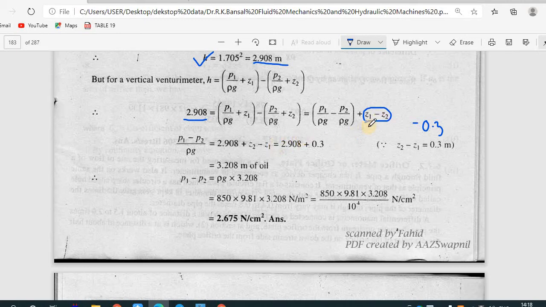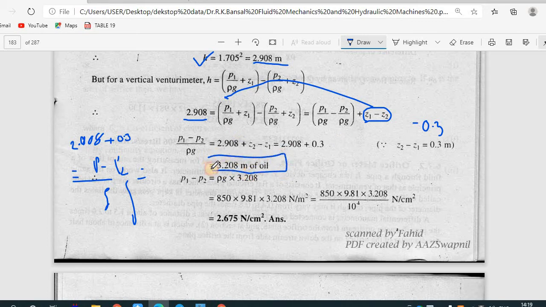Okay, we'll replace Z1 minus Z2 by minus 0.3. If we are taking it on the left hand side, we are keeping this on the right hand side, and we are taking this value on this side. So this will be 2.908 plus, this minus will become plus, so this will be 0.3. By adding this you can get the value of P1 minus P2 by rho g equals to 2.908 plus 0.3. This is equal to 3.208 meter of oil.